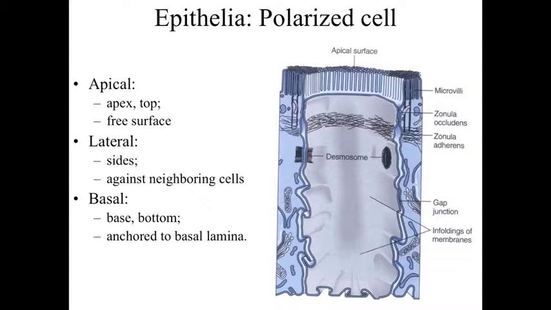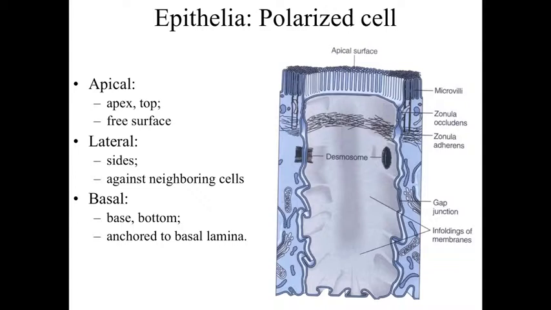If we take a look at a generic epithelial cell, what we're going to see is that there's going to be an apical domain, an apical surface, which is basically the apex or the top of the cell, and that's going to be the portion of the cell adjacent to that free surface. At the opposite end of that cell is the base, referred to as the basal portion of the cell. That's going to be the bottom of the cell, and this is where it's anchored to the basal lamina, anchored to the basement membrane if we're looking at it in terms of light microscopy, but basically anchored to the rest of the body, to the connective tissue underlying it.